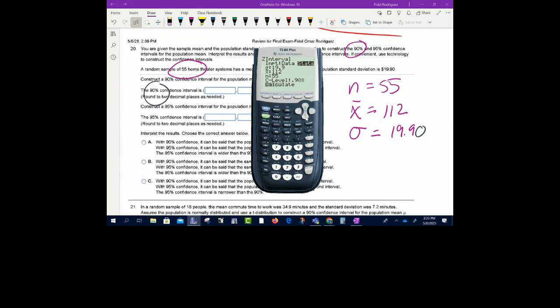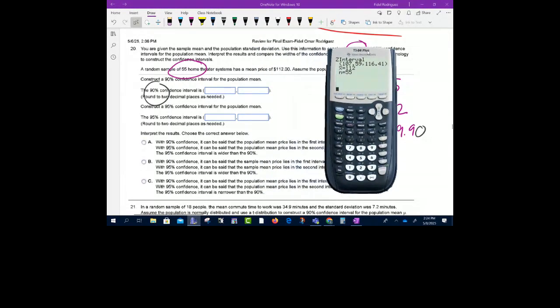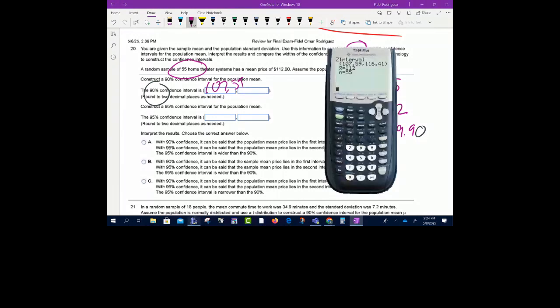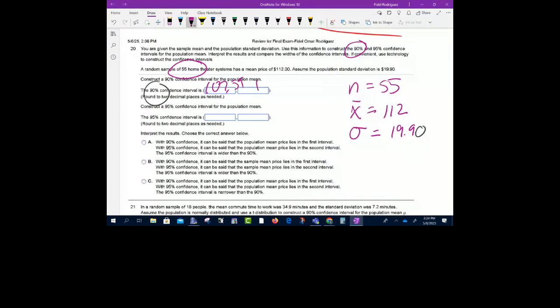We're going to go to calculate right here. We're going to hit enter. And we got this, and they're asking me to go to 2 decimal places, which is exactly what we have. So, y'all, I'm going to say 107.59. And the other one was 116.41. And you're done. And that's all you got to do, right?